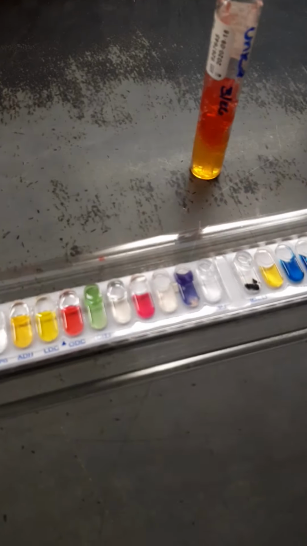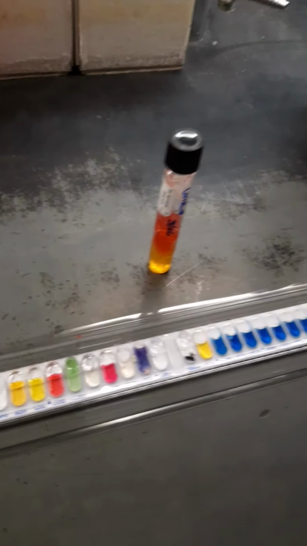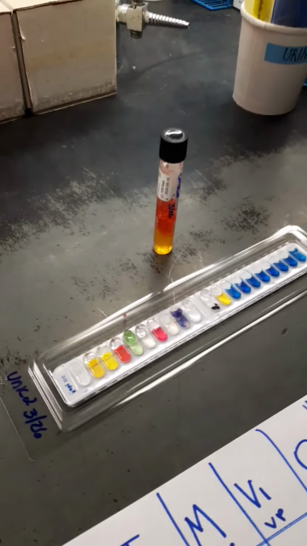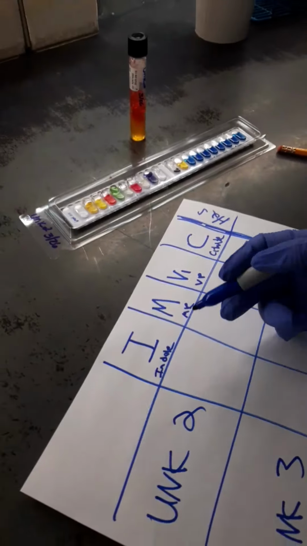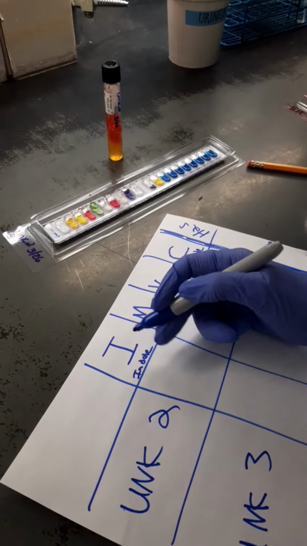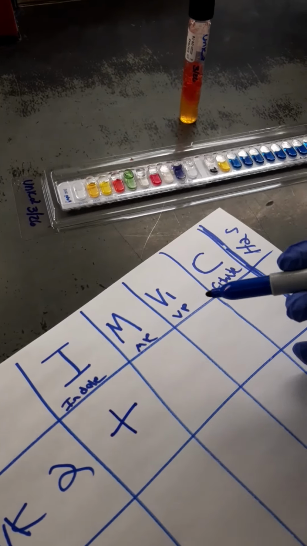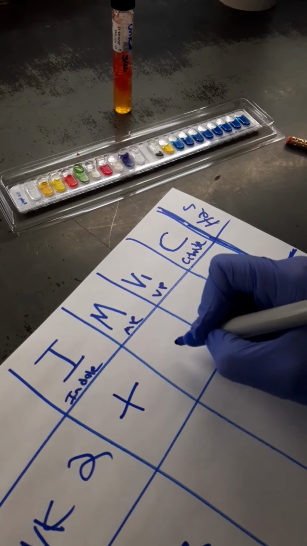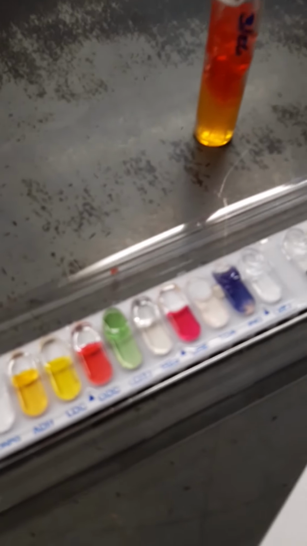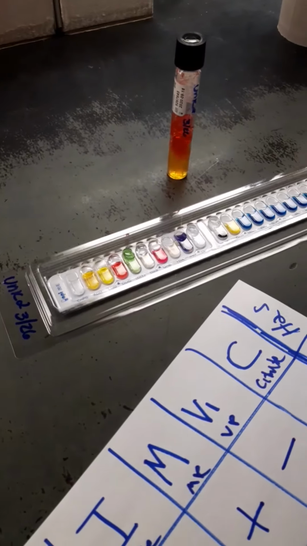So what we're going to do is write down the IMVIC reactions for this unknown. The indole is positive, blue. So Liz is going to make a plus sign for the I in IMVIC. The VP, we know, is negative. So if your VP is negative, that means methyl red is positive. And then you're going to look at the citrate, which is not that beautiful blue I told you about. So it's negative. So this would be your IMVIC reactions.